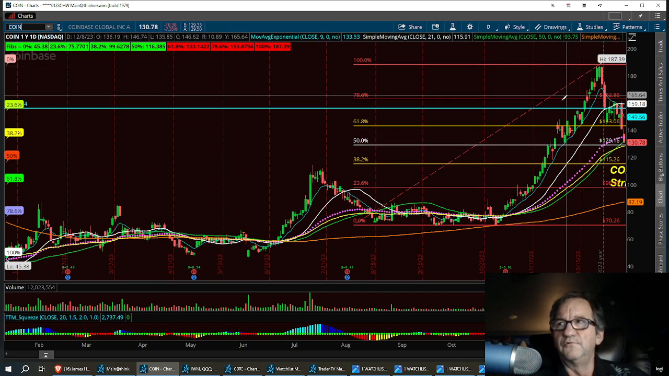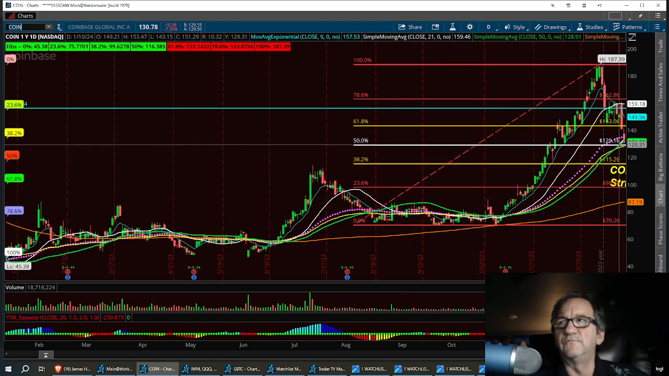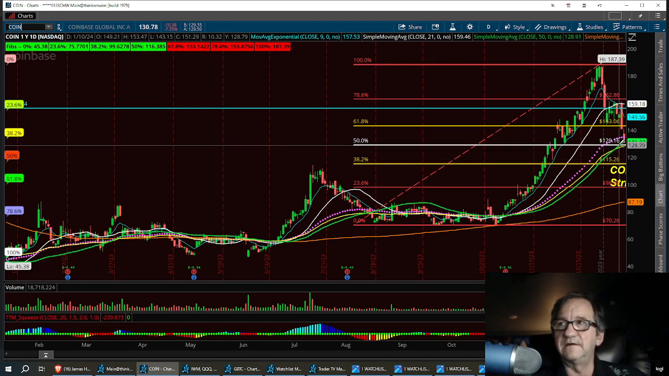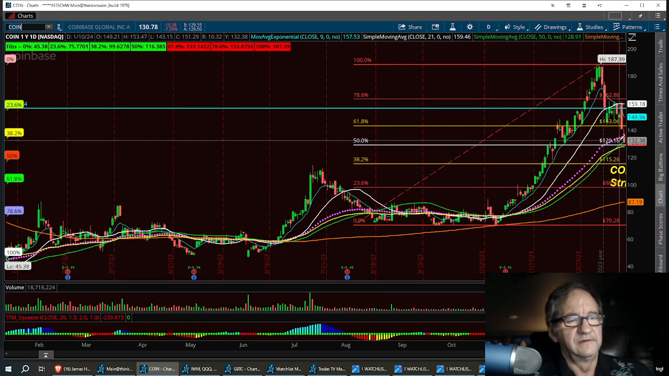And I went ahead and I put the Fibonacci's on there, and we pulled right back to where that 50% is, where I'm getting interested in buying it again. But understand, this was a sector trade. This is in the Bitcoin sector, and you sell into the news.